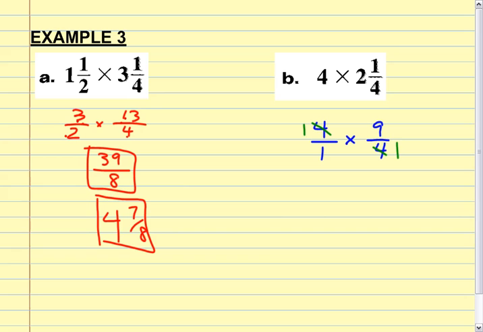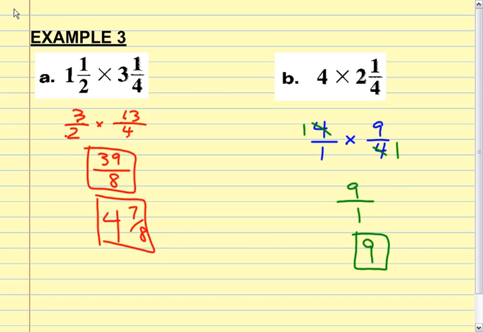Is there anything left now for us to cancel? No. So let's go ahead and multiply, Emily. What do I get on top? 9. And what do I get on the bottom? And whenever I get an answer over 1, I just write it as the numerator. So what's our answer here, Emily? Whenever I get an answer over 1, I just get rid of the 1. Just 9. Perfect. Great job.